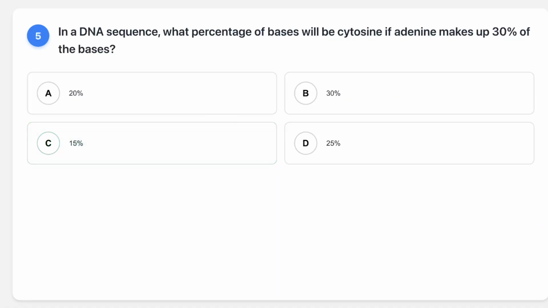Question. In a DNA sequence, what percentage of bases will be cytosine if adenine makes up 30% of the bases? Option A. 20%. Option B. 30%. Option C. 15%. Option D. 25%.